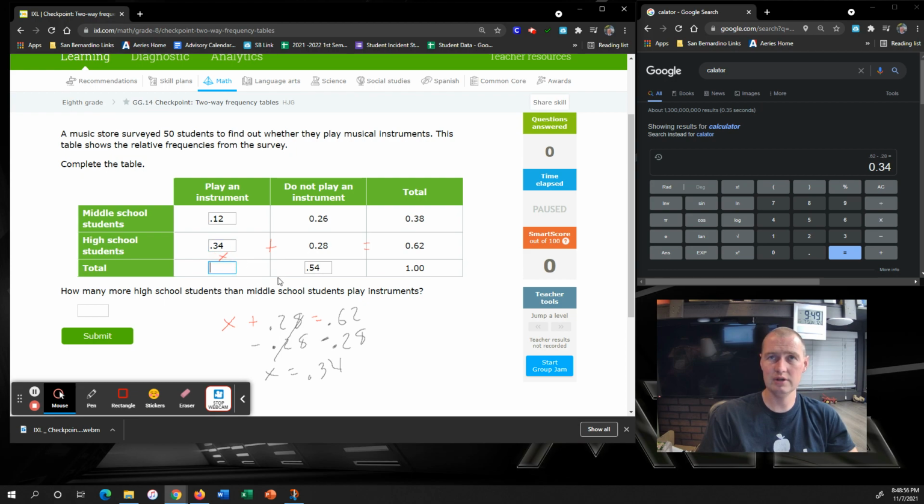And our last one, we're going to use the same thing. We're going to use algebra again. So we have x here plus 0.54 equals a total of 1.